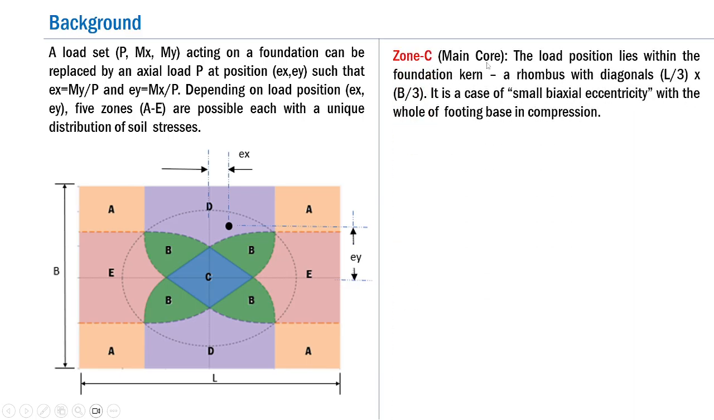Let me start with the zone C. As you know, zone C is known as the main core. The load position for this zone lies within a foundation kern, so we call this area the kern area. This is essentially a rhombus with diagonals L by 3 and B by 3. Remember, zone C represents the case of small biaxial eccentricity with the whole of the footing base in compression. That is, when the load position is in zone C, we do not expect any uplifting of the corners of the foundation.